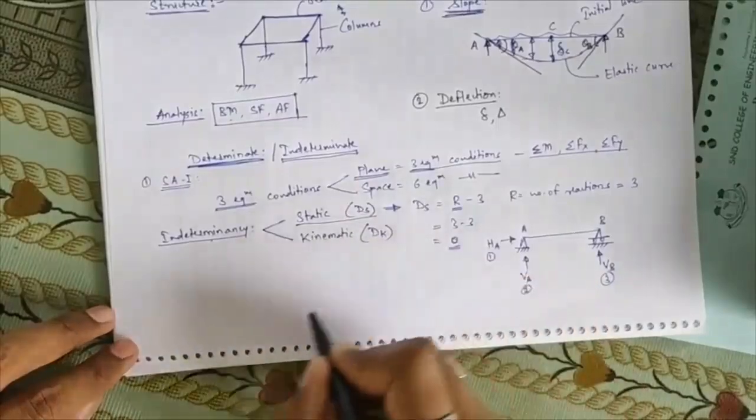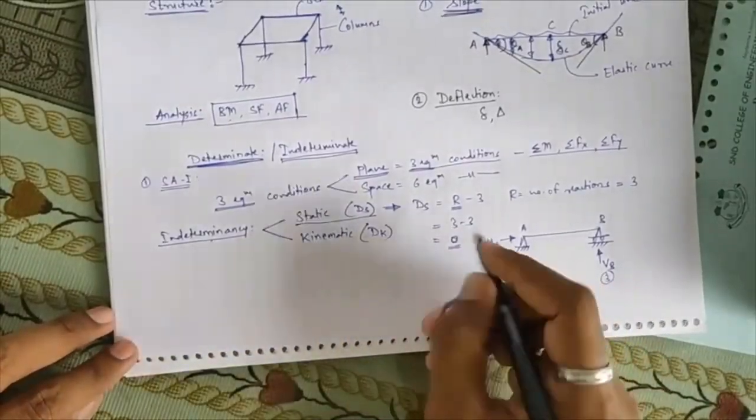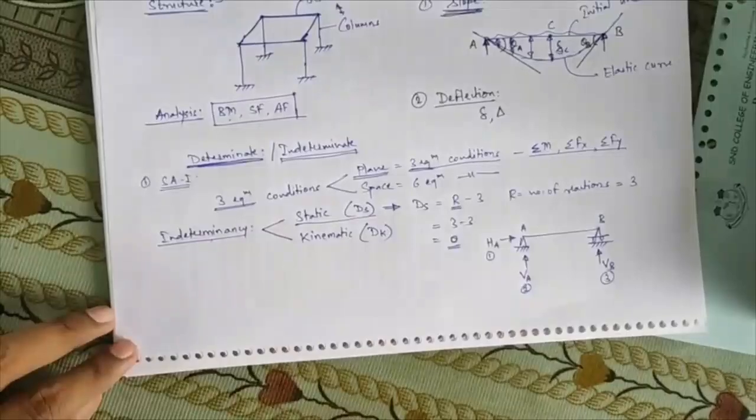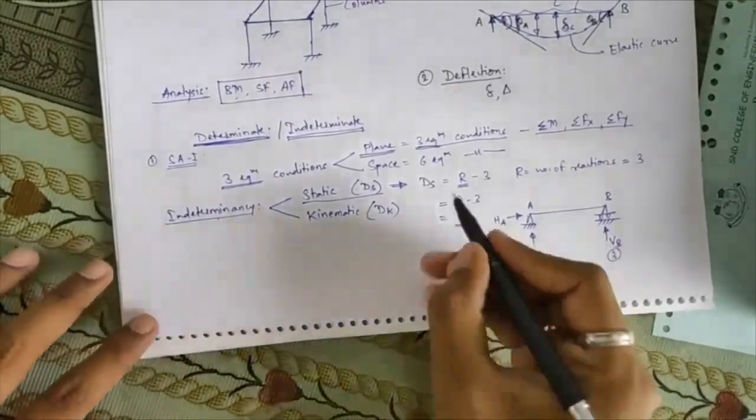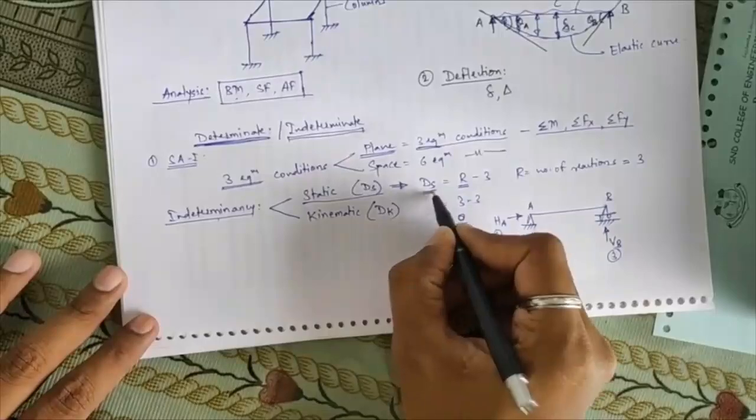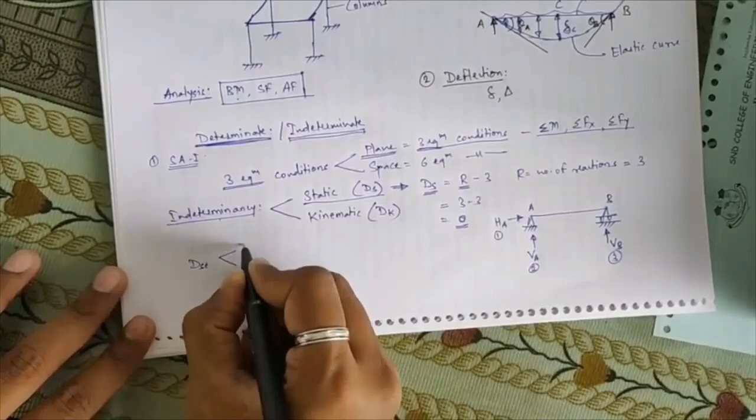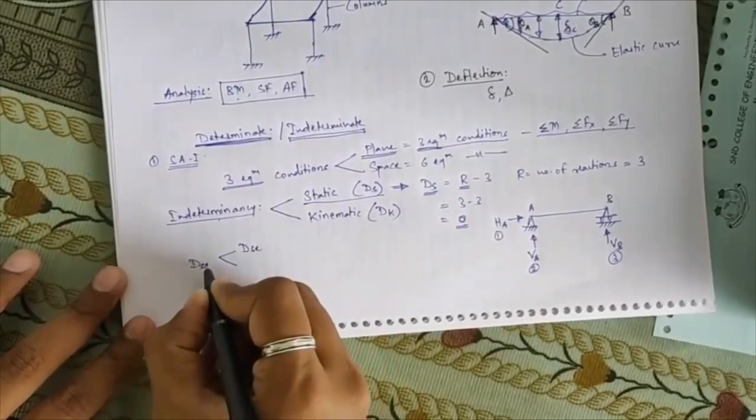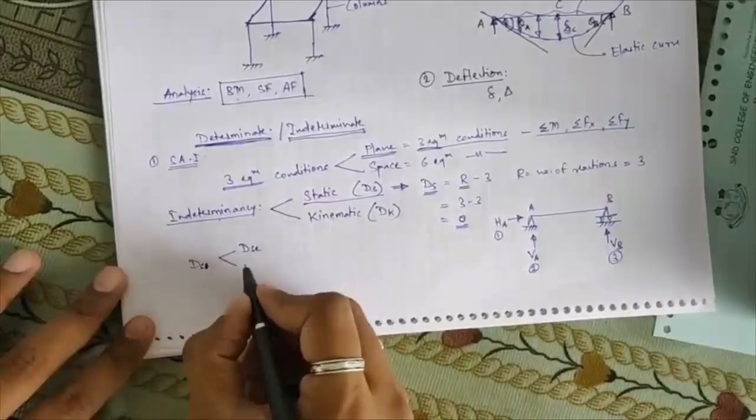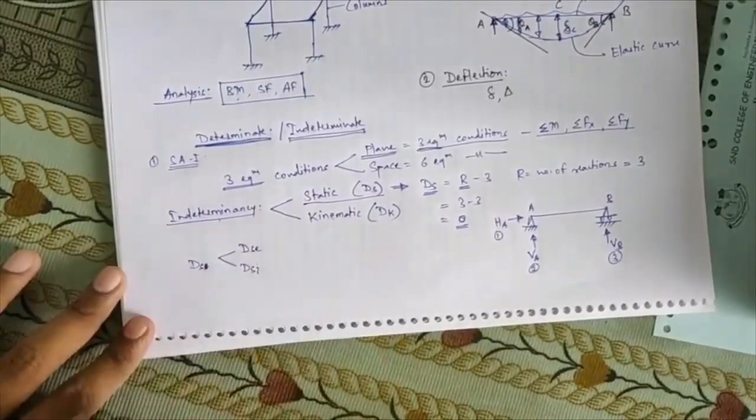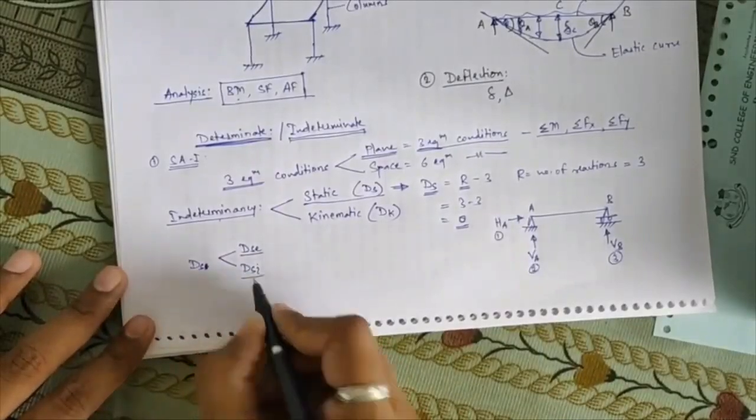If some other value comes here, that means there is static indeterminacy in this structure. In SA1, you have seen that static indeterminacy is also of two types. Ds is the combination of Dse and Dsi, where Dse is the external static indeterminacy and Dsi is the internal static indeterminacy.